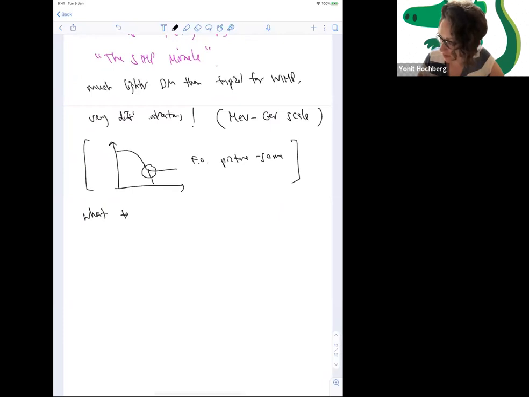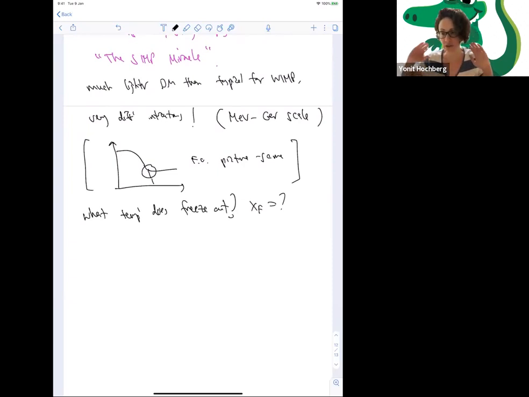So at what temperature does it freeze out? What is the value of x_F? The way you think of this is that you do instantaneous freeze out. Let's look at the point of freeze out. Let's assume that just before freeze out, everything is in equilibrium, and just after it departs from equilibrium. At the point of freeze out, I can roughly assume that things are in equilibrium. And so here's my number density of dark matter, the equilibrium distribution.